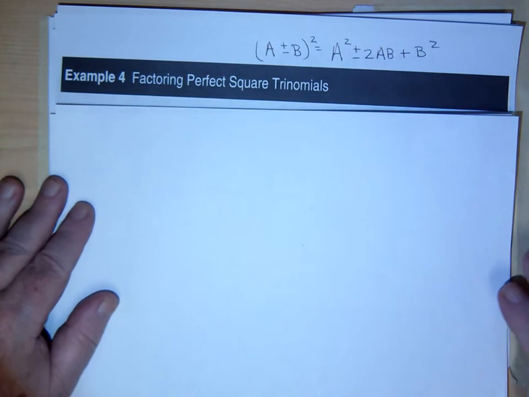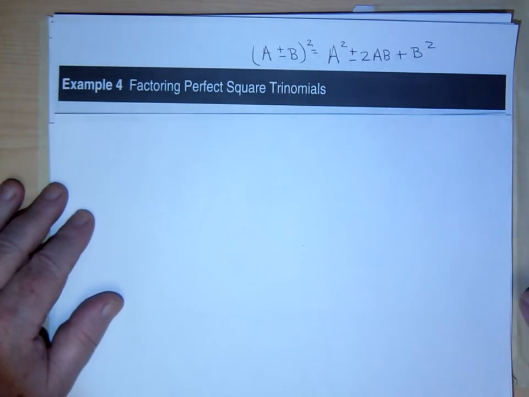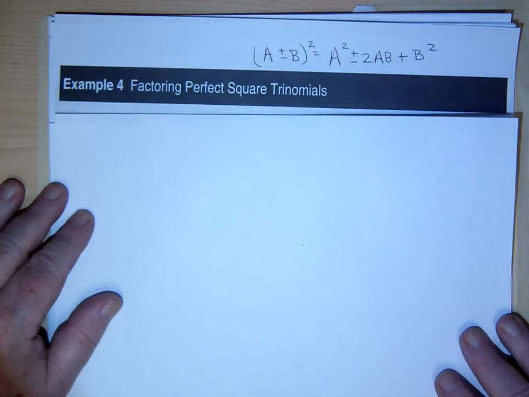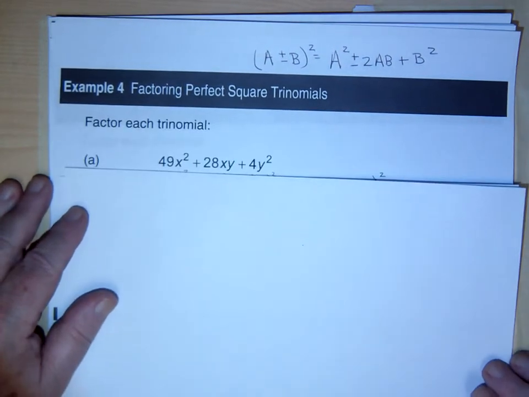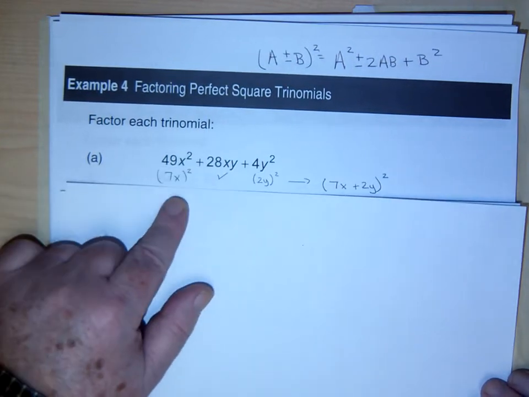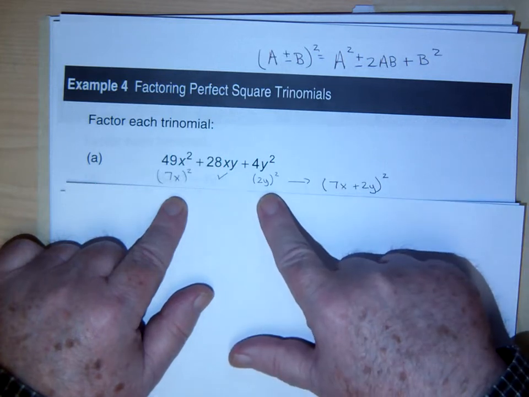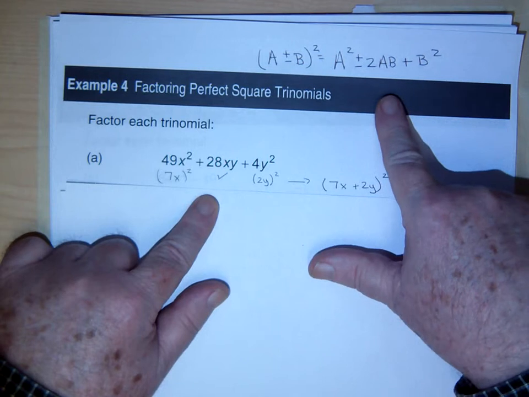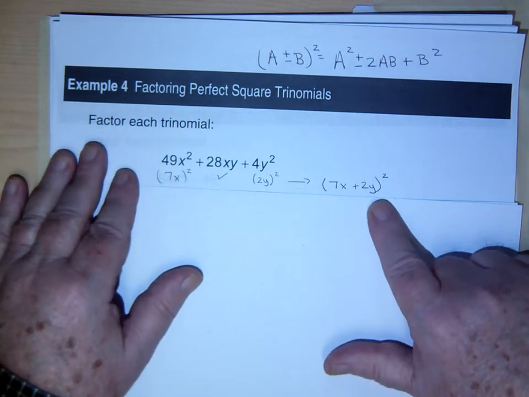There are identities. Here's the example. Whenever we have a plus or minus b whole squared, that's going to be a squared plus or minus 2ab plus b squared. If we recognize that, that allows us to factor something like this, because we will realize that the first term is 7x whole squared, the last term is 2y whole squared, and if we check, we find that the middle term conforms to that. That means the factorization of this is 7x plus 2y squared.